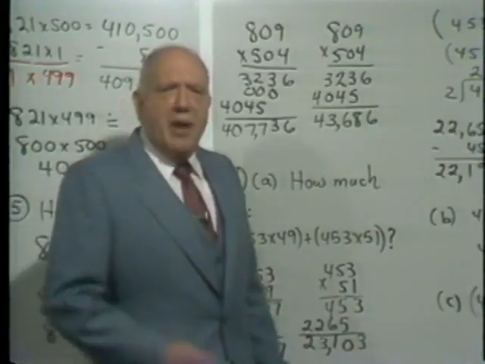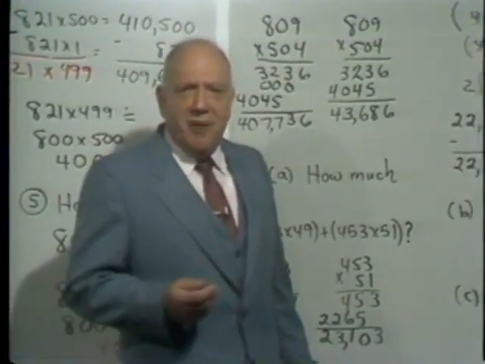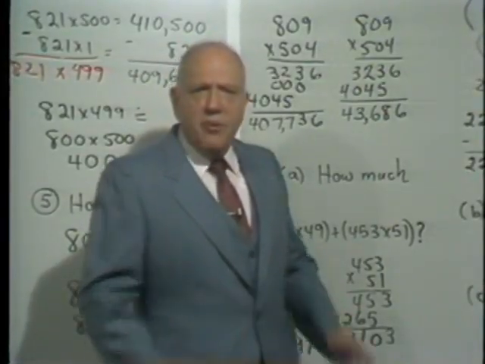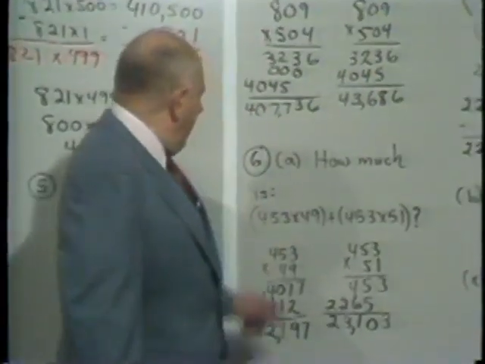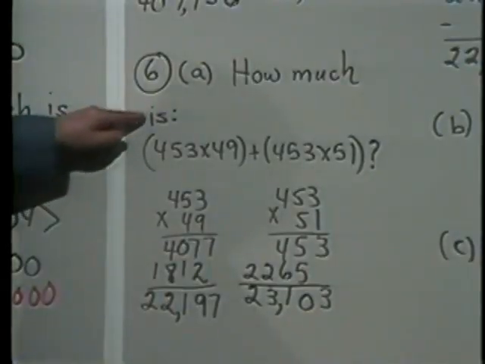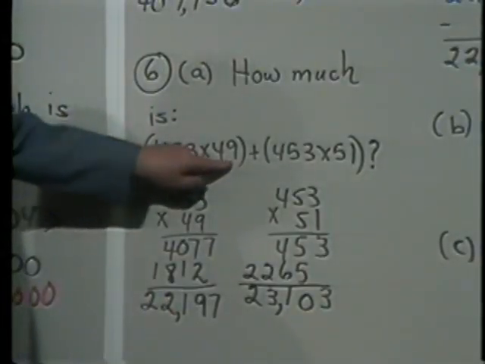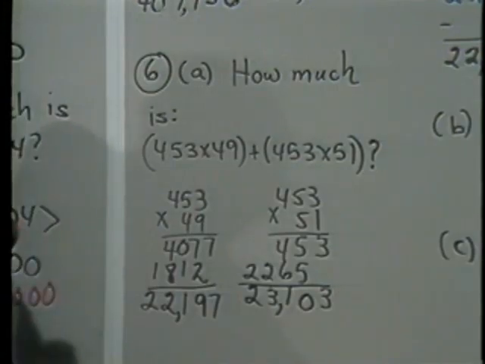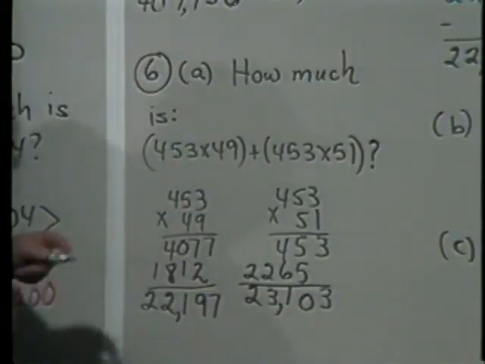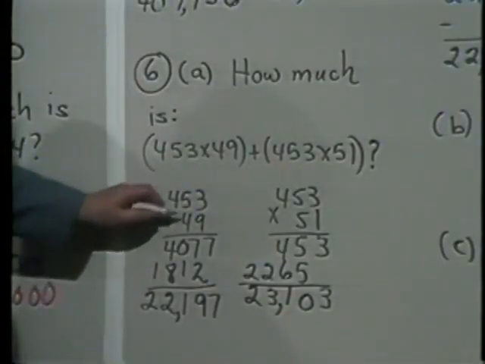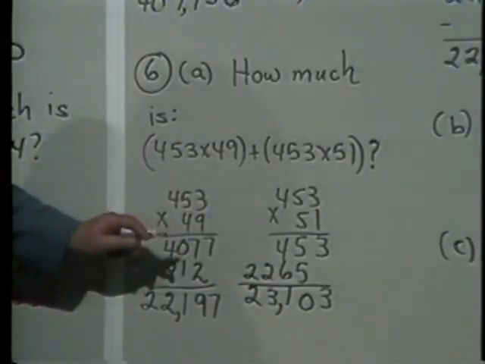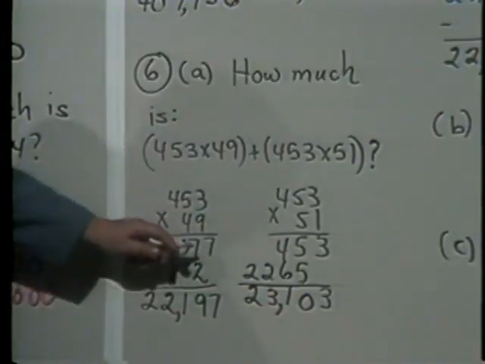Okay? I want to give you some more experience with using the distributive property and grouping symbols. So let me give you some more problems, again, which are just meant as exercises. Problem number 6a asks us how much is 453 times 49 plus 453 times 51. Now remember, everything inside parentheses is treated as one number. So the first number inside the parentheses is 453 times 49, and I will leave the details to you now because I've multiplied enough of these out for you. Verify that these multiplications are correct.